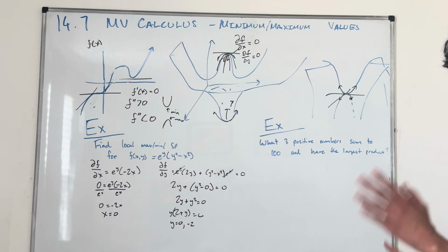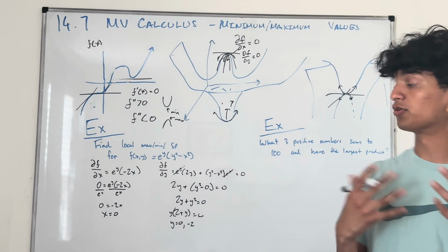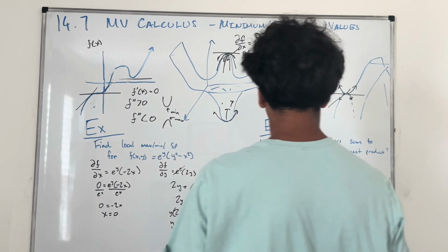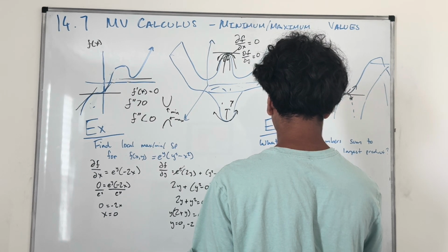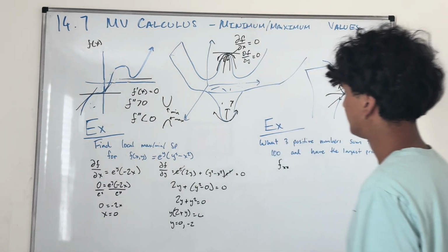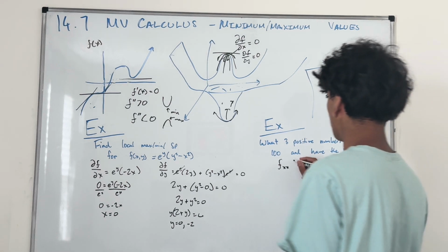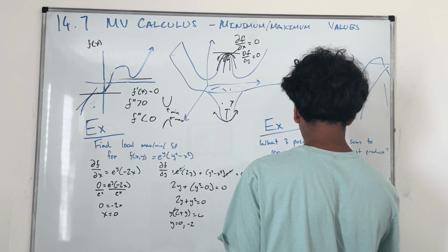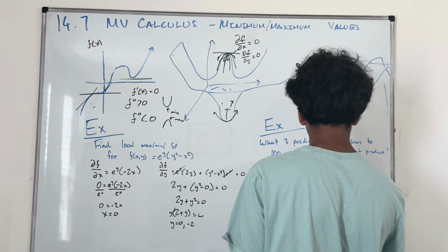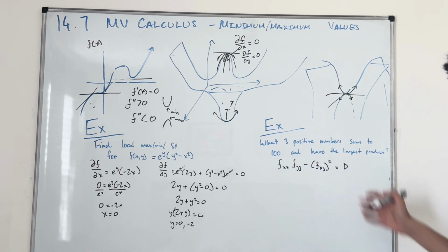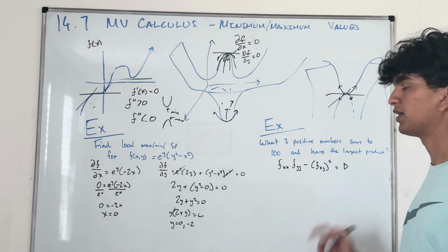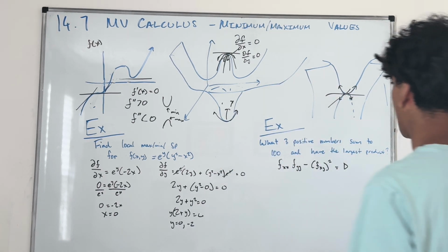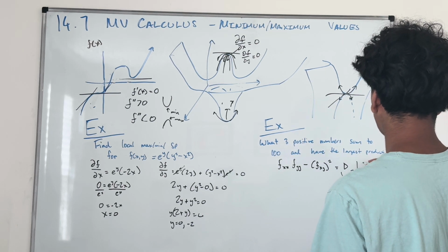Well, how do I tell if they're maximums, minimums, or saddle points? This is where we have to use the second derivative test. Here's how it works. I'm going to take the second partial derivative with respect to x, multiply that by the second partial derivative with respect to y, and subtract the square of the mixed derivative. And that will give me some number. I call it D, because it's actually kind of like a determinant. It's this determinant right here.